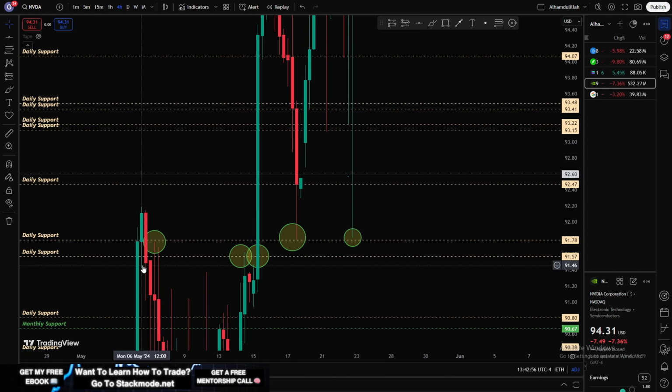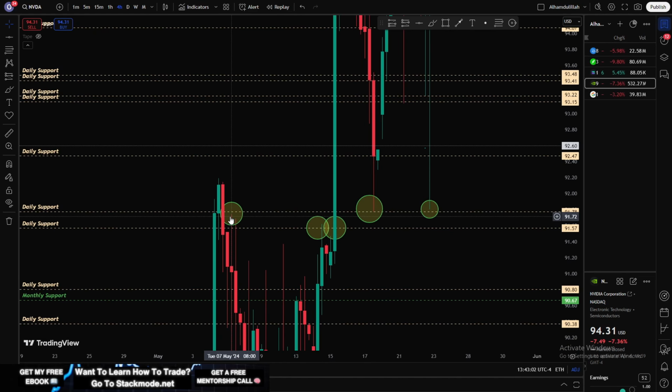Okay? So if I go ahead and check out this resistance over here, this resistance that was created over here ended up turning into support over here to my right. So it's all about just seeing which pair rise and shine, NVIDIA. Let me go ahead and pin that.